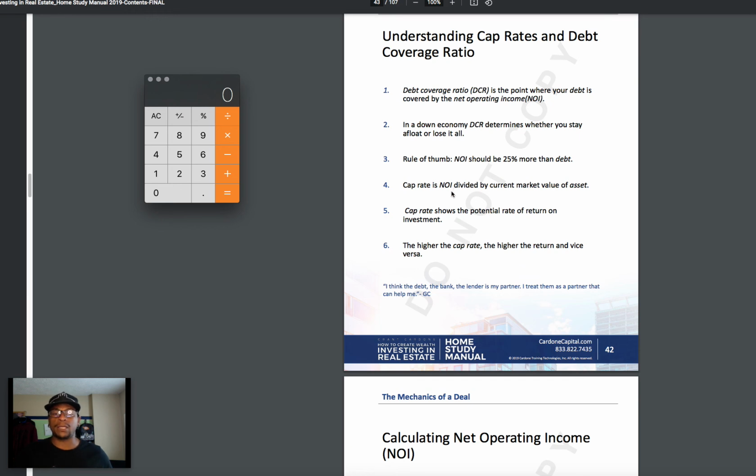All right, so the cap rate is the net operating income divided by the current market value of the asset. 6,000 is our monthly income. And then the current value of the house, well, we had a 2,300 mortgage, so what is that roughly? I don't know, 350-ish, 375. Let's say 375,000.